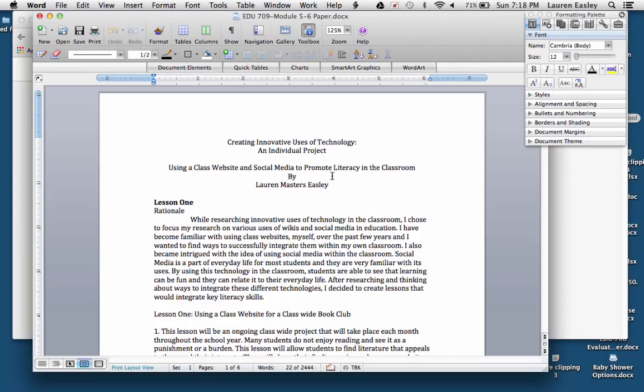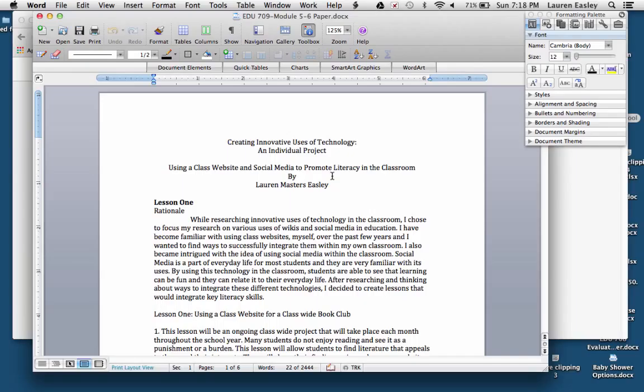So, lesson one. While researching innovative uses of technology in the classroom, I chose to focus my research on various uses of wikis and social media in education. I have become familiar with using class websites myself over the past few years, and I wanted to find a successful way to integrate them within my own classroom.